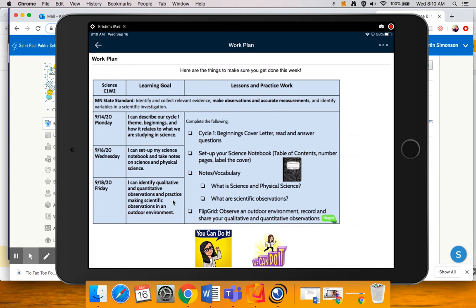And then looking ahead to Friday, we're going to move on to making scientific observations, and that includes putting together a Flipgrid video. And then we would be done with our week 2.